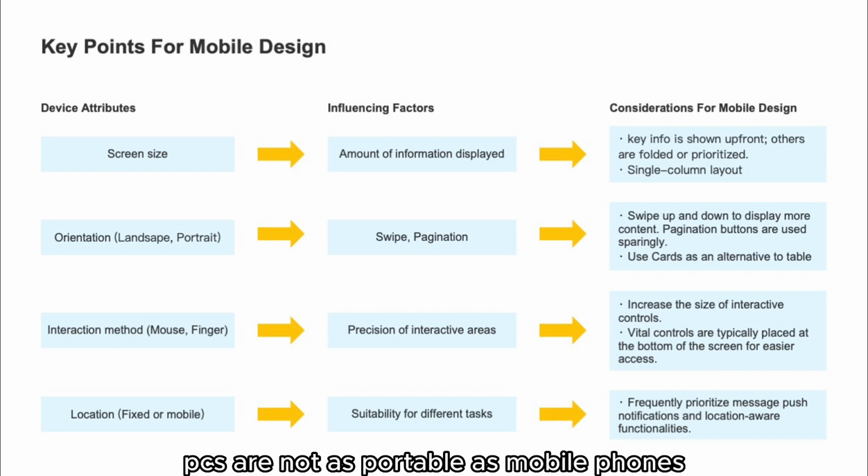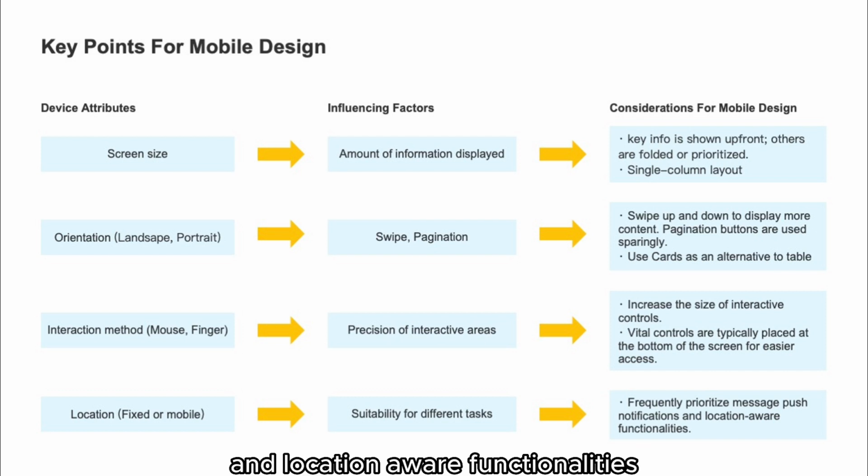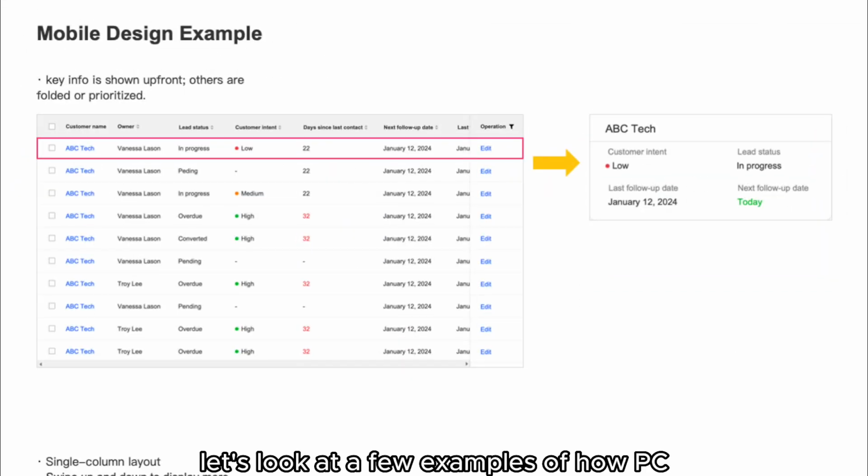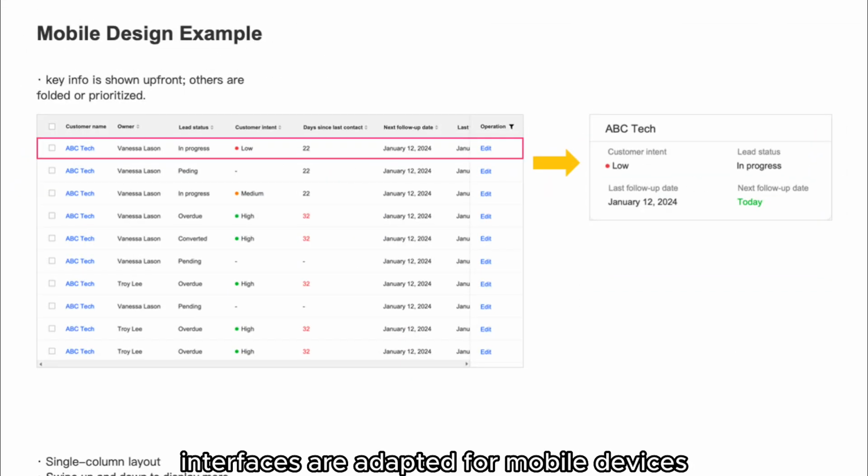PCs are not as portable as mobile phones, which can be moved easily. Hence, the suitability for different tasks varies between PCs and mobile phones. Because of the mobility of mobile devices, message push notifications and location-aware functionalities are frequently prioritized. Let's look at a few examples of how PC interfaces are adapted for mobile devices.